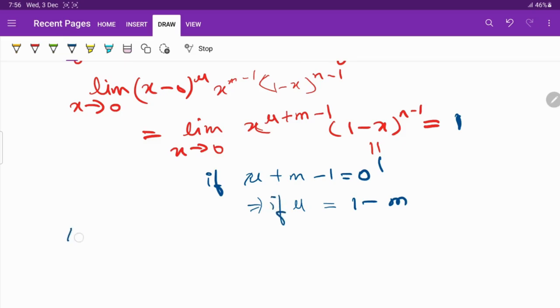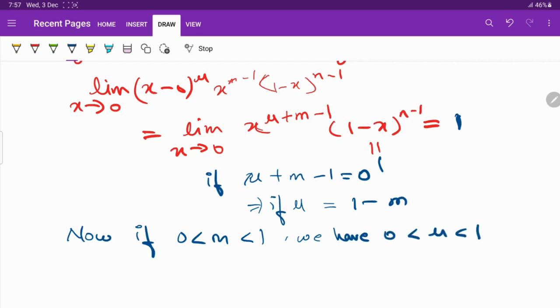Okay, so now, because this is the second case where our m lies between 0 and 1, less than or equal to 1, I'm taking m to be between 0 and 1. Obviously my mu is also going to lie between 0 and 1, because my m, as you can recall, is going to be less than 1.